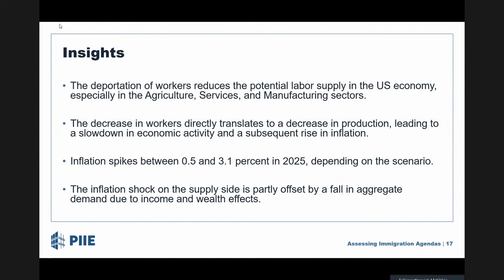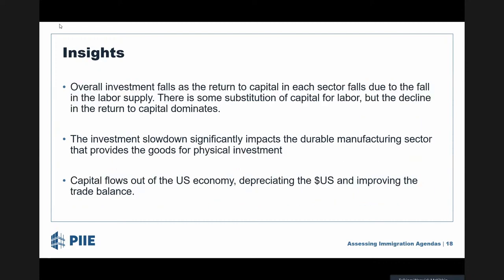You get a smaller inflation spike than you might think if you just focus on the supply side. So our inflation numbers could be less than other studies because we capture the income and wealth effects on the demand side of the aggregate economy. But again, you can vary those assumptions and see the sensitivity. Overall, the big impact of reducing workers in the US is reducing the return to capital and therefore leading to capital leaving the US together with the workers leaving the US, and that is a fundamental problem.